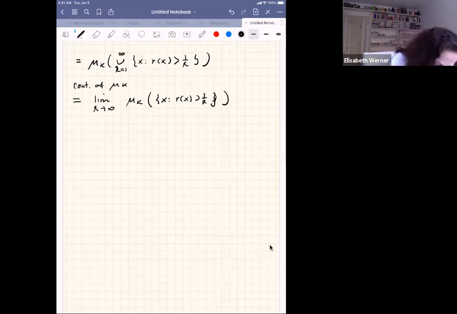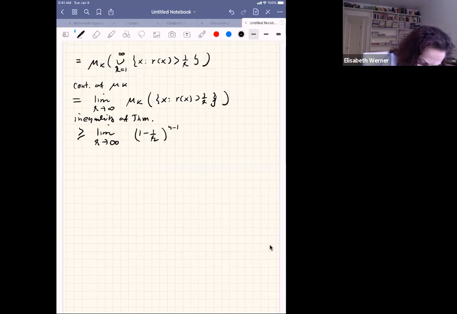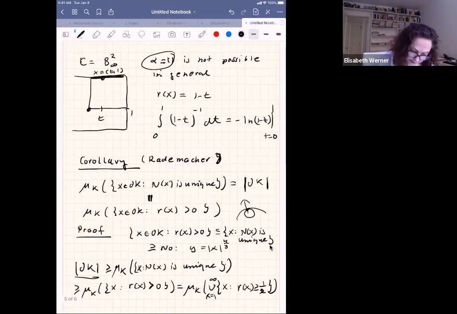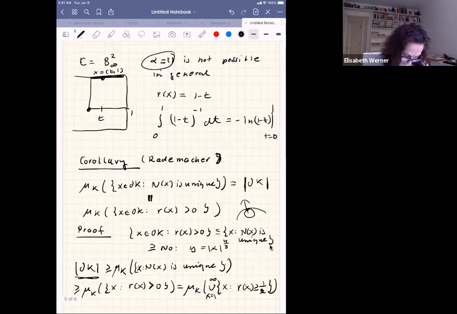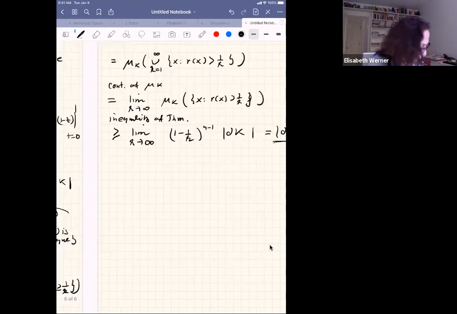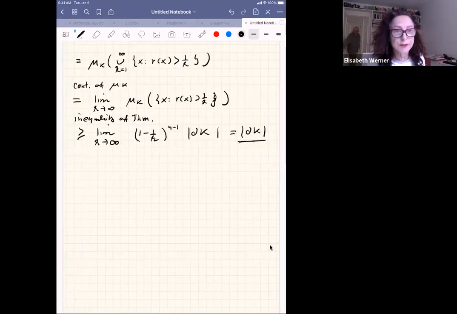And now comes our inequality. So that is bigger or equal than the limit as k goes to infinity. Now comes the inequality of the theorem. So this is bigger or equal than 1 minus 1 over k to the n minus 1 dimensional volume of the boundary of K. And that is, of course, equal to the boundary of K. We started out with a boundary of K here, and we end up with a boundary of K here. So we have to have equality all the way through. So in particular, we have equality here, and everything is then equal to the n minus one dimensional volume of the boundary of K. So that is an immediate consequence of our theorem, this result by Rademacher.